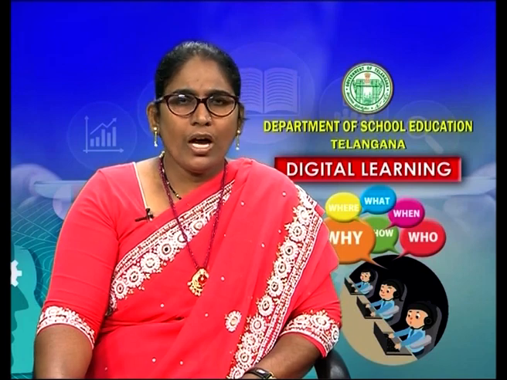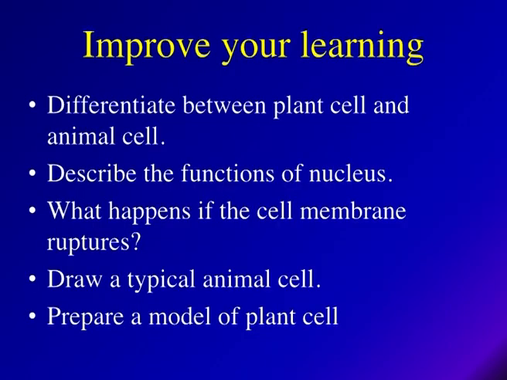So, note down the homework, improve your learning. Differentiate between plant cell and animal cell. Describe the function of the nucleus. Imagine what happens if the cell wall ruptures. Draw a typical animal cell. You can also prepare a model of a plant cell in your school or home.